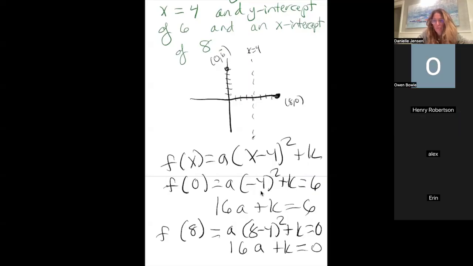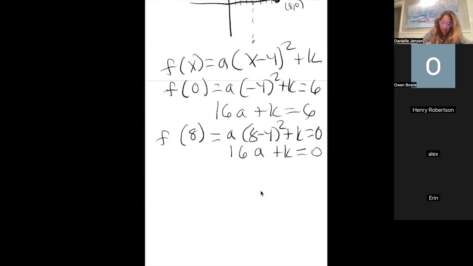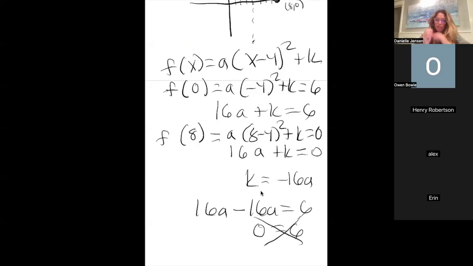And what's the issue here? What will be the false statement here? Well, there's no solutions for A and K then. Exactly, because you've had 2 of the exact same. So say I solve for K in the second one, K equals -16a, and I plug it into the other, 16a minus 16a equals 6, which is 0 equals 6, which should have been false.